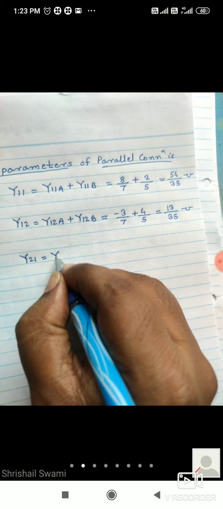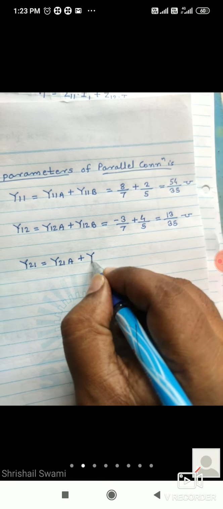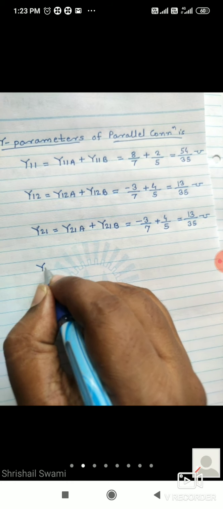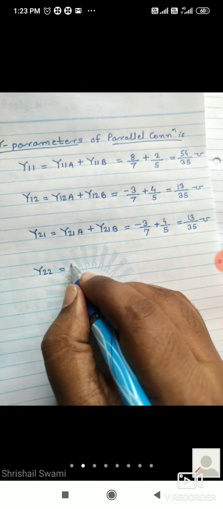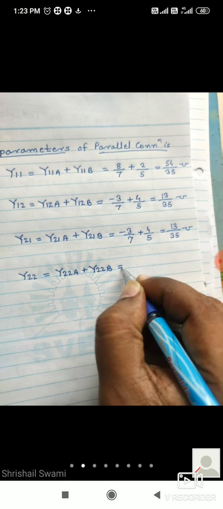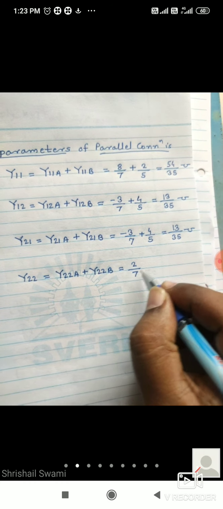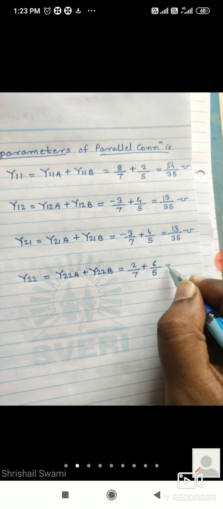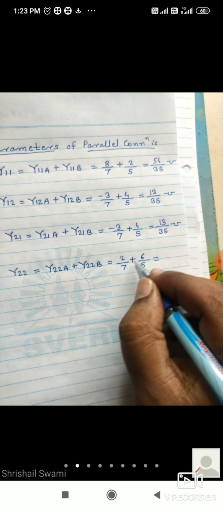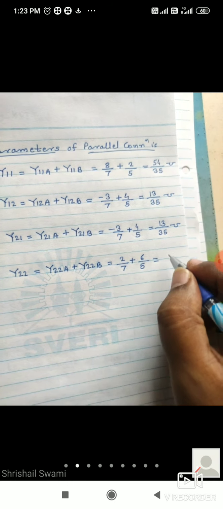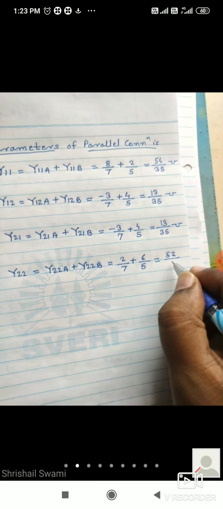Y21 is equal to Y21 of A plus Y21 of B. It will be the same again, because here it is also minus 3 by 7 and here again plus 4 by 5. So directly you can write 13 by 35 mho. And lastly Y22 is equal to Y22 of A plus Y22 of B. Y22 is 2 by 7 and here it is 6 by 5. So calculate this. 2 into 5 is 10 and 7 into 6 is 42. 42 plus 10 is 52 divided by 7 into 5, that is 35 mho.